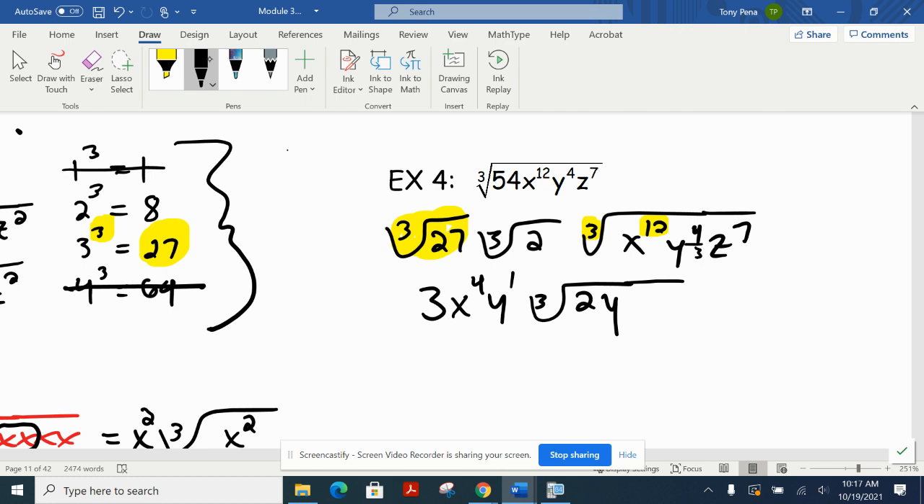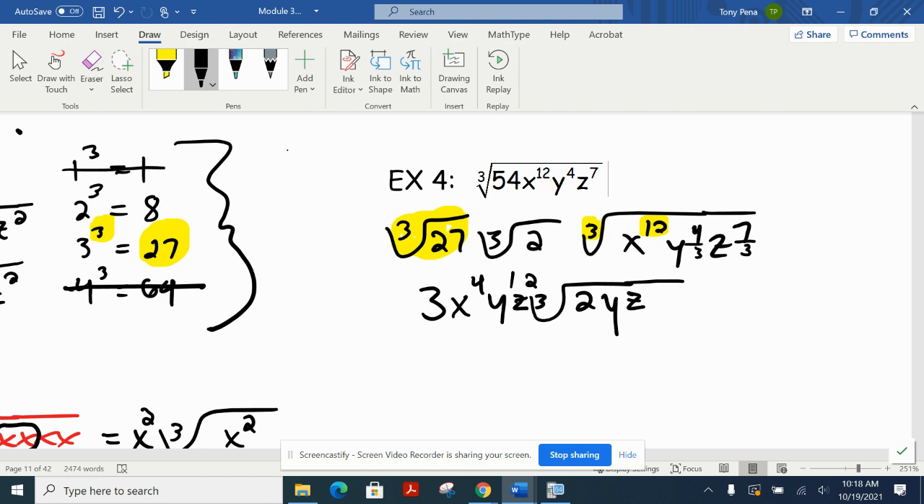If I go to my 7, again, it's a cubed root. That's why we're dividing by 3. We need sets of 3. How many sets of 3 could we get out of 7 people? 2. So that's going to be a z to the 2. And are there any z's left over? Good. There would be the 1 z left over.